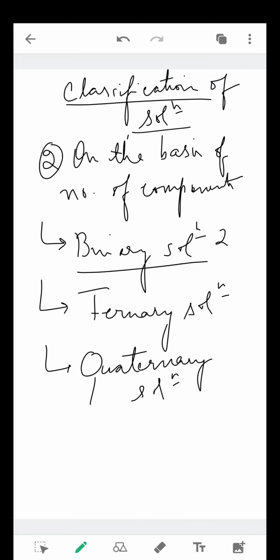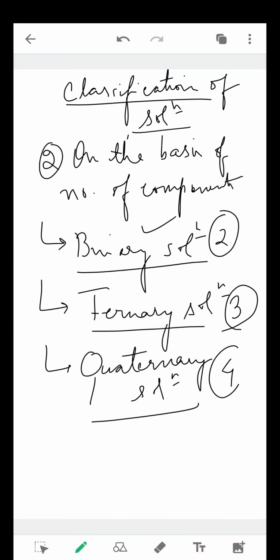When the number of components is 2, it is known as binary solution. That is, if we take one solute and one solvent, it is known as binary solution. Ternary solution is when the number of components is 3. That is 2 solutes and 1 solvent, isn't it? समझ आ रहा है? So that is ternary solution. Quaternary is when the number of components is 4, for example 2 solutes and 2 solvents, or vice versa. So on the basis of number of components, we classify solutions as binary, ternary and quaternary. All right, moving on.